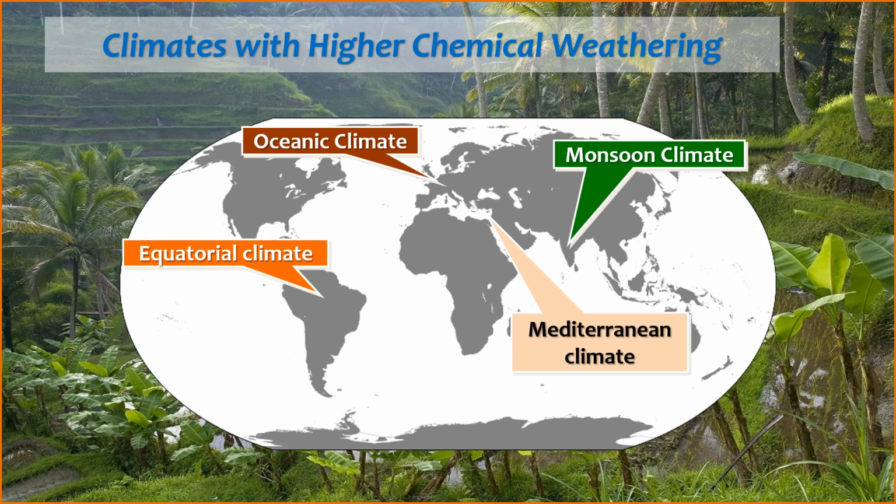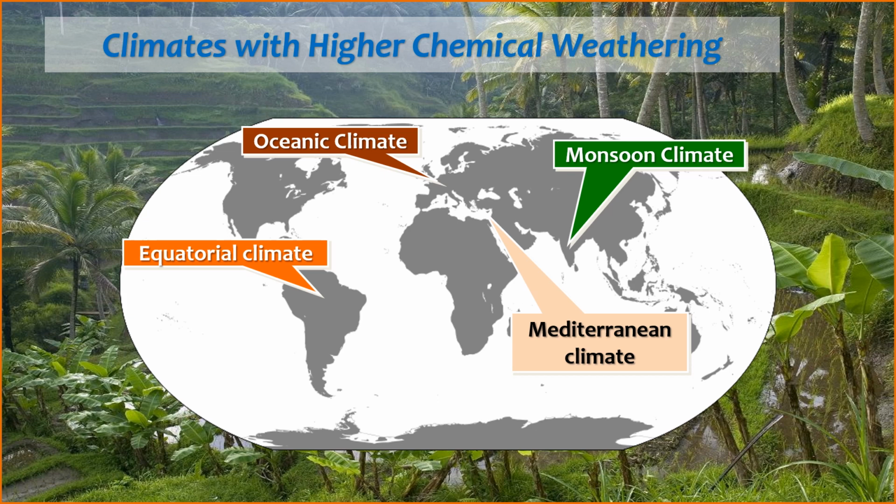2. Tropical rainforests. Tropical rainforests experience high temperatures and abundant rainfall throughout the year. These conditions contribute to intense chemical weathering. The warm temperatures speed up chemical reactions, and the frequent rainfall provides ample moisture for weathering processes.